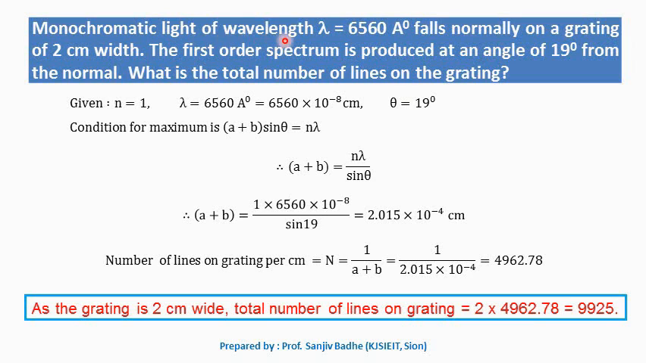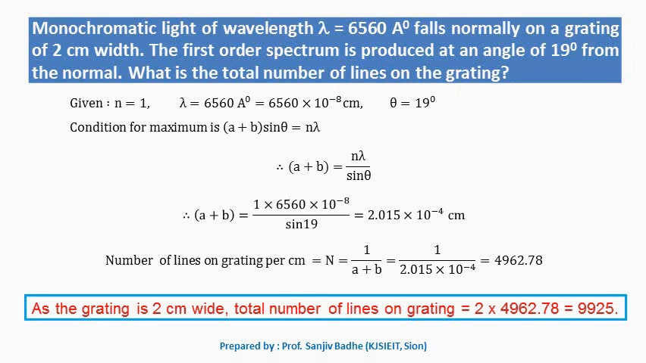Monochromatic light of wavelength 6560 angstroms falls normally on a grating of 2 cm width. The first order spectrum is produced at an angle of 19 degrees from the normal. What is the total number of lines on the grating?